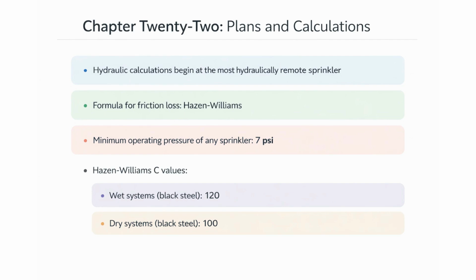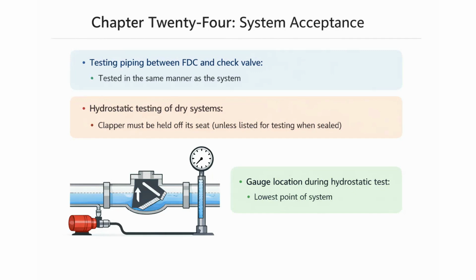Finally, Chapter 24 covers system acceptance. The piping between the exterior fire department connection and the check valve must be tested in the same manner as the rest of the system. When hydrostatically testing dry systems, the clapper must be held off its seat, unless the valve is specifically listed for testing while sealed. And always place the pressure gauge at the lowest point of the system during a hydrostatic test to ensure the highest pressure is recorded.